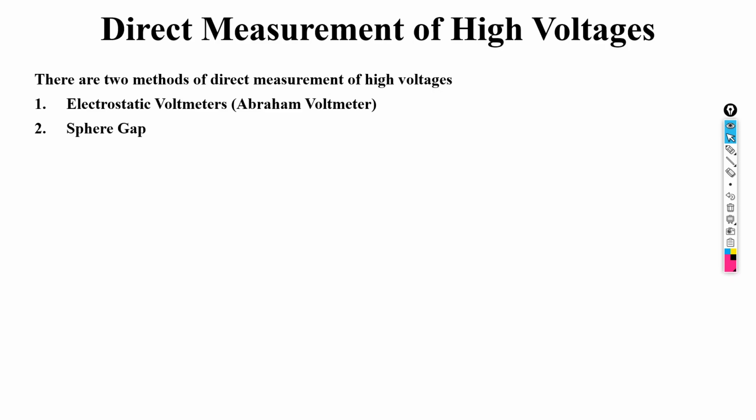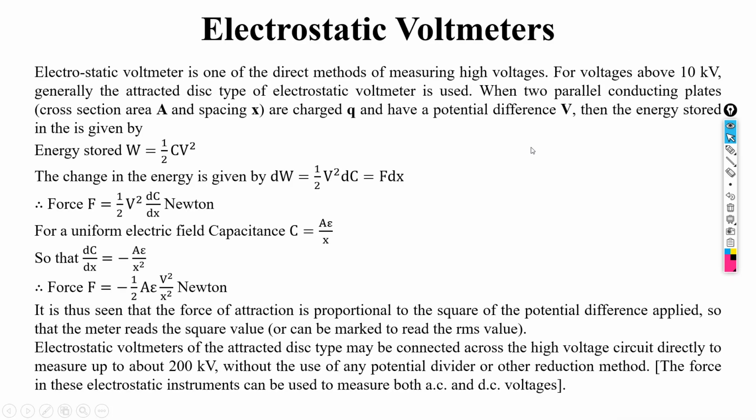In this method there are two types of methods with the help of which we can measure the high voltage. First is the electrostatic voltmeter, under which the example is the Abraham voltmeter, and the second method is the sphere gap method. So we'll discuss what is an electrostatic voltmeter. An electrostatic voltmeter is a method which is used to measure the high voltage directly.